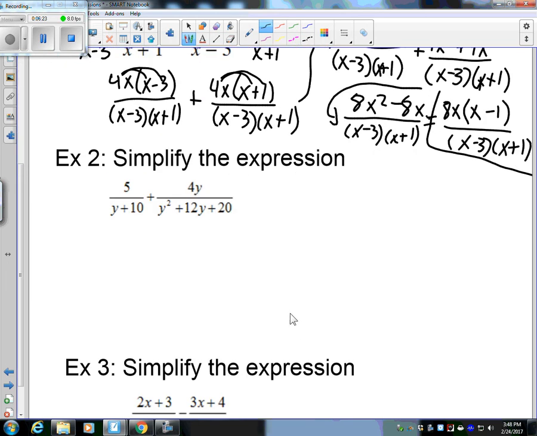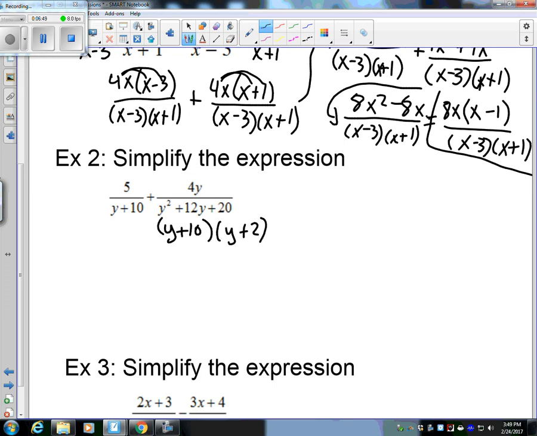Moving on to number 2, simplify the expression. So if you can factor a denominator, do it. So I'm going to factor this denominator. So first denominator, x plus 10, it's a binomial, no greatest common factor, not a perfect square binomial, so I can't factor that. But the second one I can. And we factor this into y plus 10 and y plus 2.